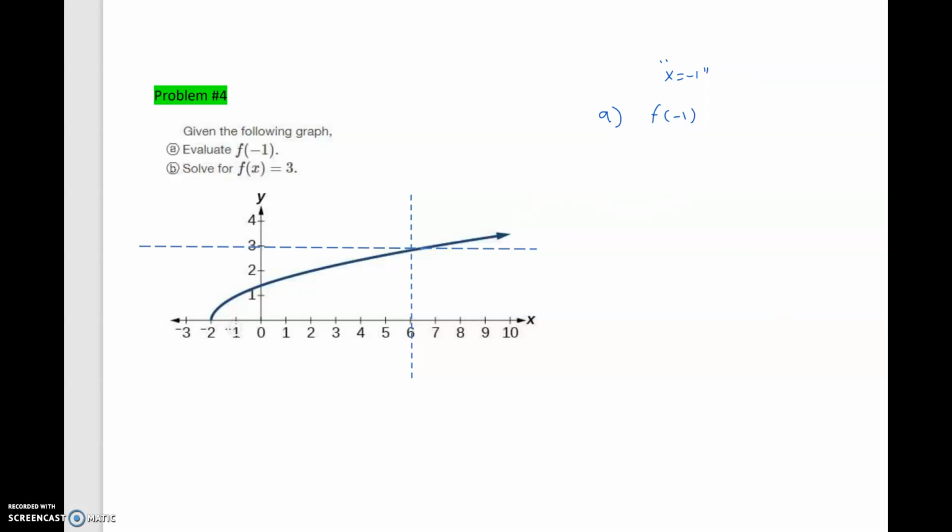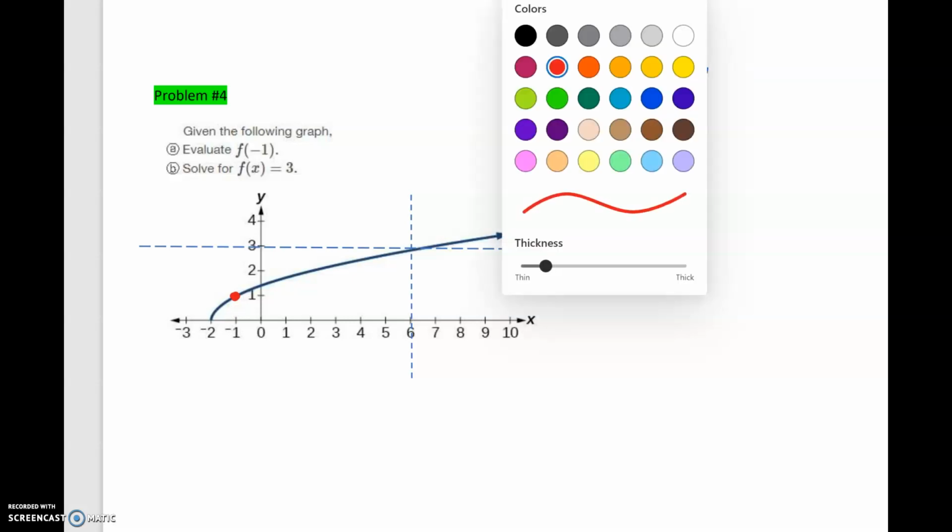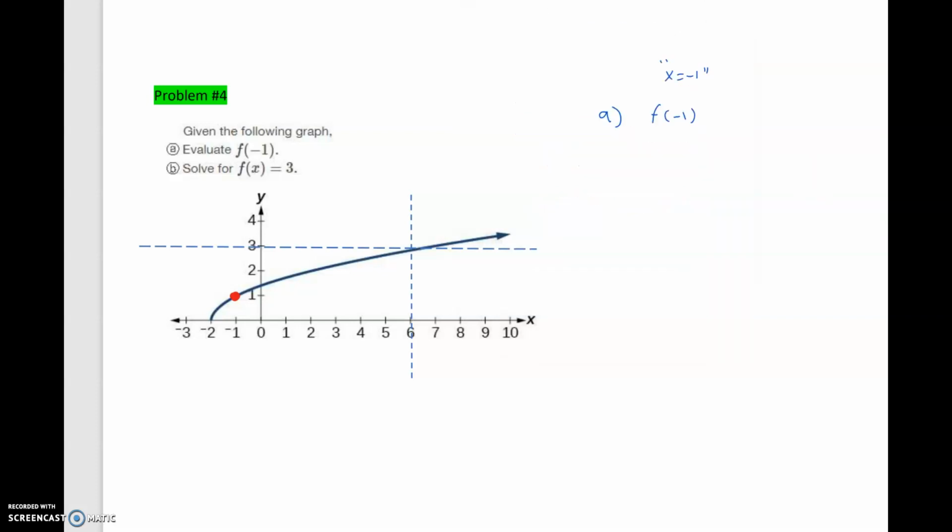-1 is here in the x's. That would be this value here, which represents 1. As I said, it's a little bit distorted. In this case, f of -1 is equal to 1. So your function when x is equal to -1, your y value, it's 1. That's it for A.